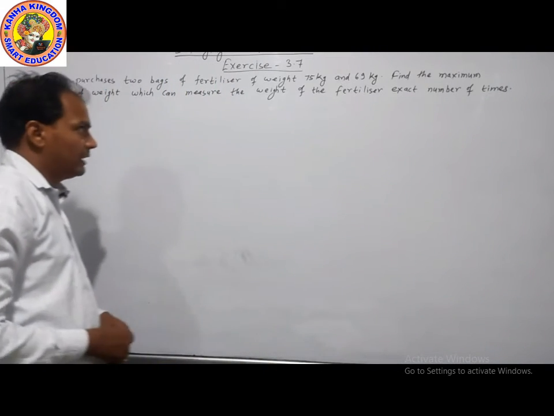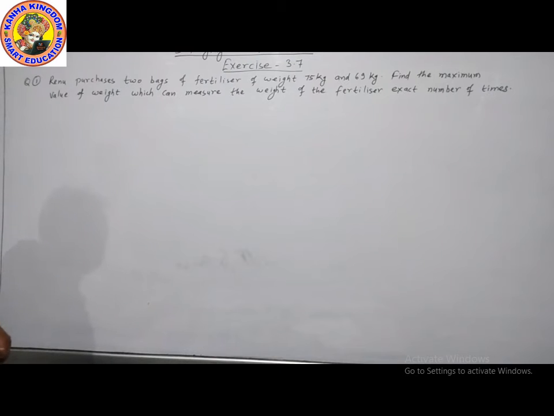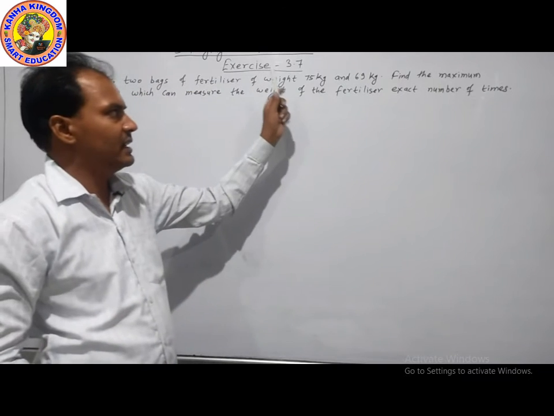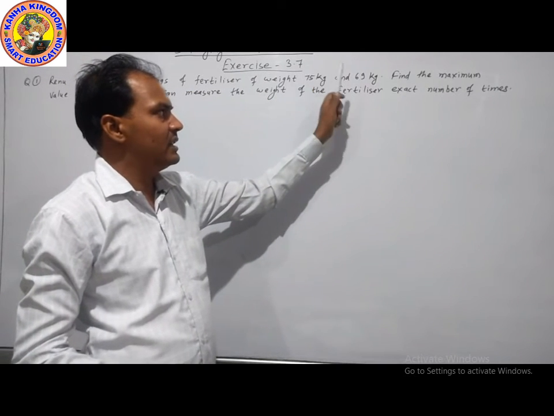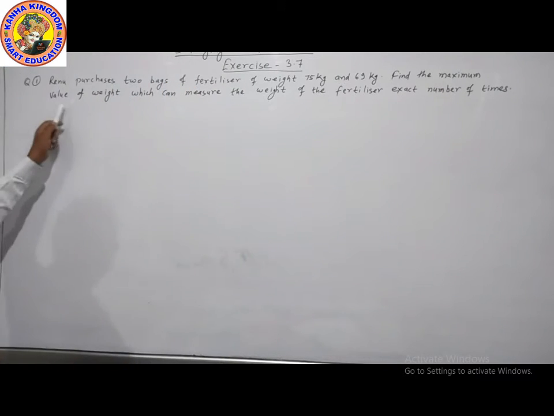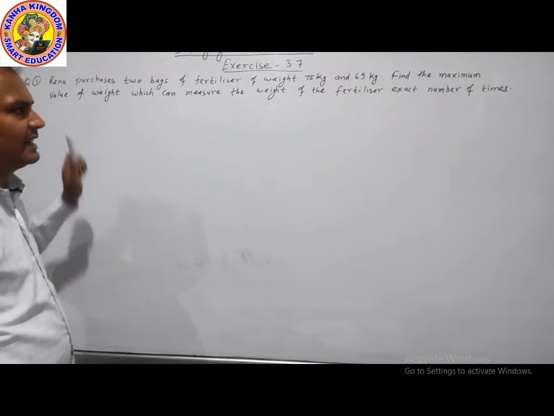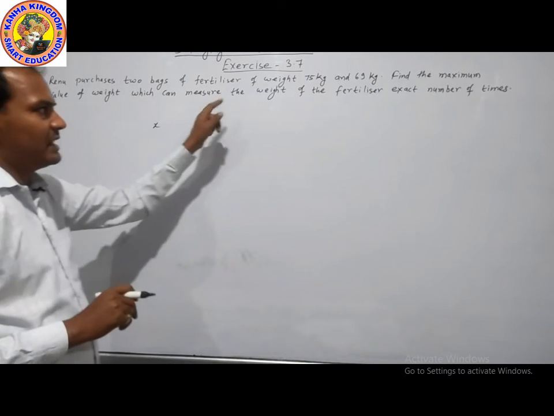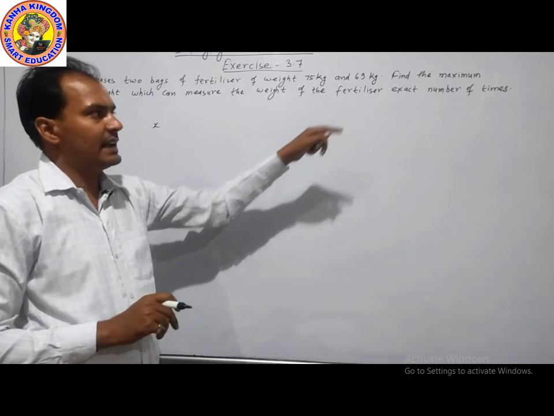Now in our exercise 3.7, question number 1. Renu purchased 2 bags of fertilizer. The weights are 75 kg and 69 kg. Find the maximum value of weight x which can measure the weight of the fertilizer an exact number of times.